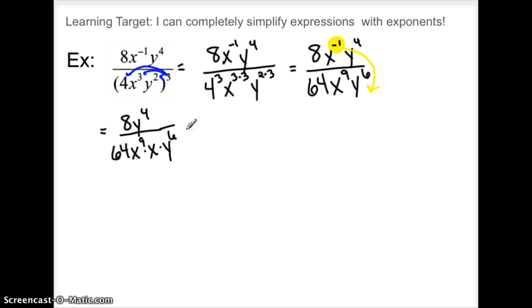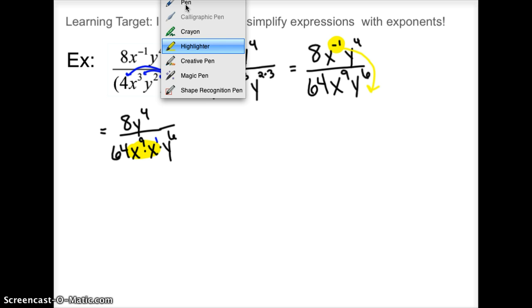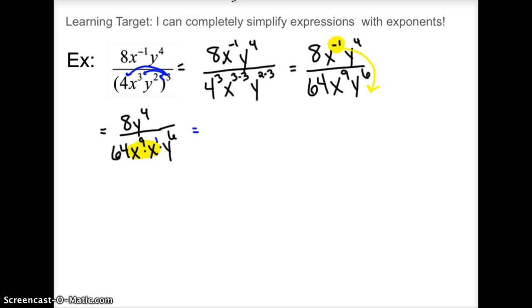Now, this has a positive exponent of 1, and I've got 2 x's, so I should combine them so I only have one x term down there and make my life a little easier. 8y to the 4th. Sorry, that's a bell here at school. When we have 2 x's that we're trying to combine, remember we add those exponents. So 9 plus 1 would give me 10. And I still have y to the 6th.